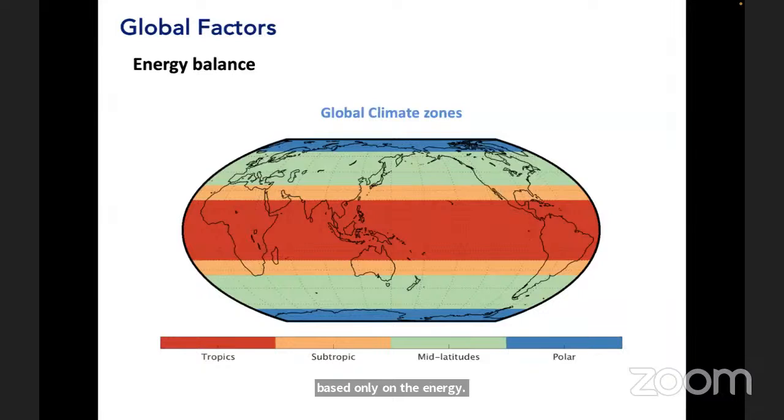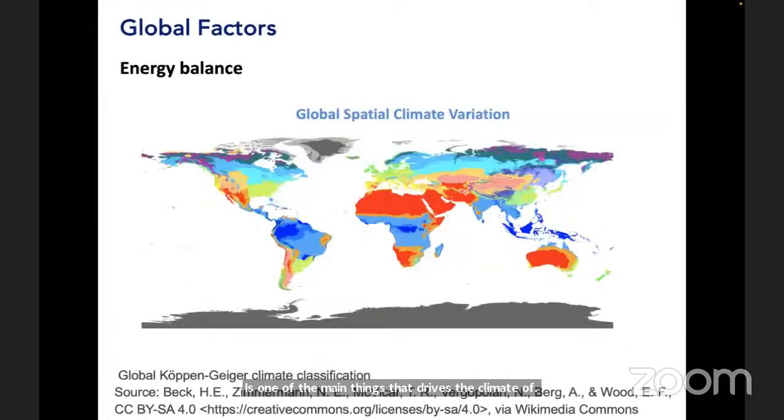So a lot of energy in and around the equator, and then energy decreases. And I said this energy difference, the difference in energy between the equator and the pole, is one of the main things that drives Earth's climate totally. And then we talked about the difference between this one and this one, and the fact that the previous one is just energy, and this one is actually rainfall and temperature. And yesterday we saw that for Africa, rainfall plays a prominent role in this classification.